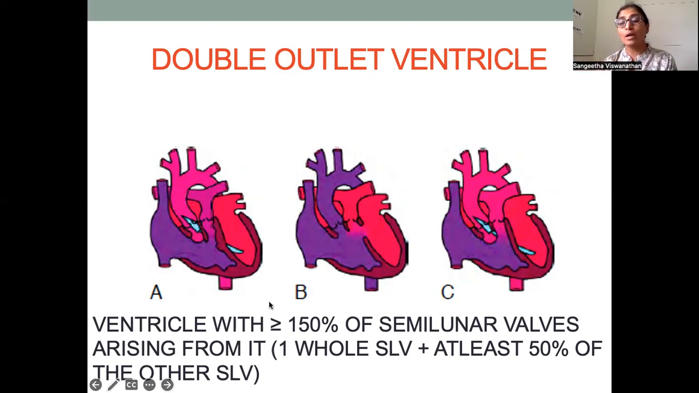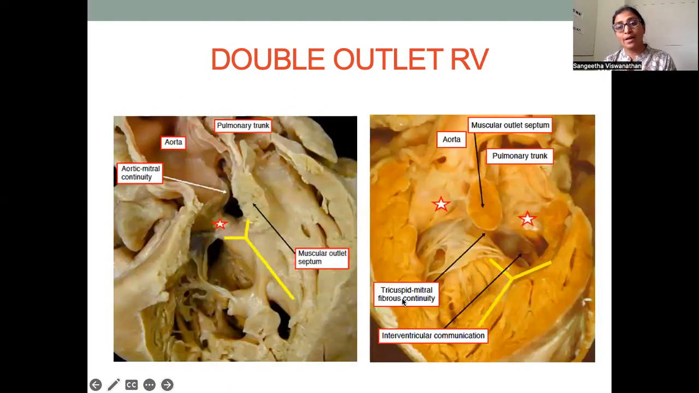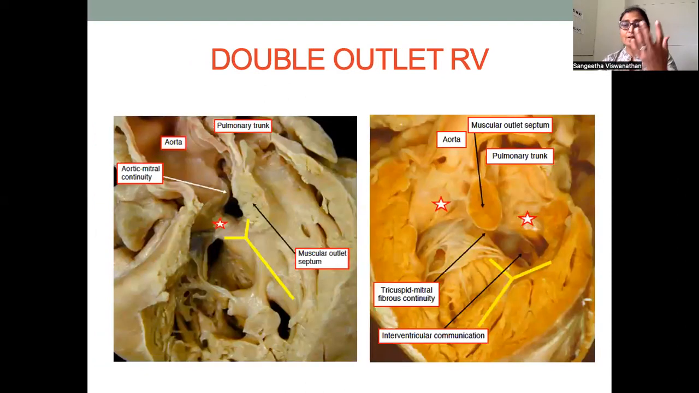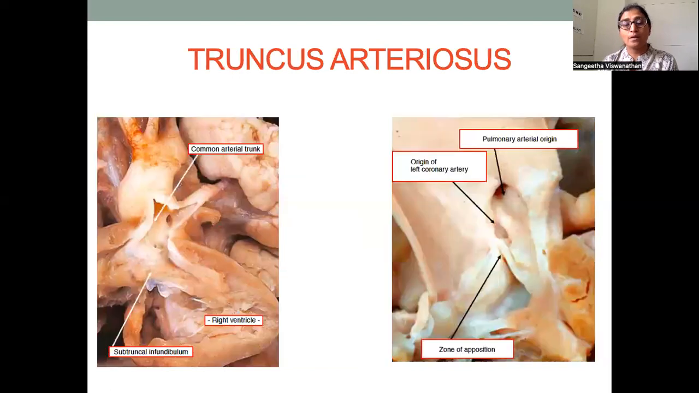Mostly the most common is double outlet right ventricle. Okay. You can have a variety of double outlet right ventricles. Classification is based on the position of the VSD and also the relationship of the great arteries. Whether the VSD is below the aortic valve, below the pulmonary valve, and then whether the great arteries are normally related or transposed. Next, we go on to the great artery itself.